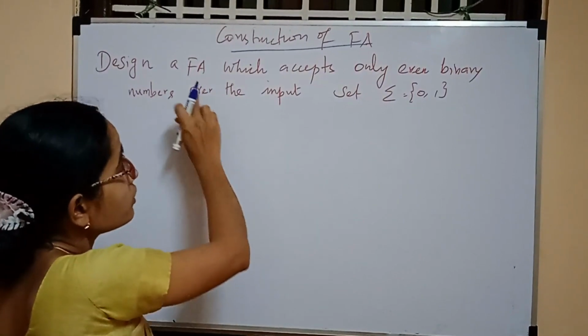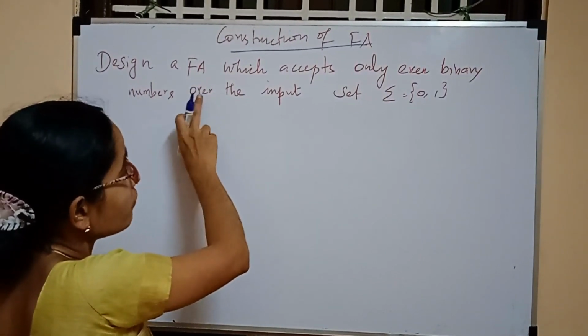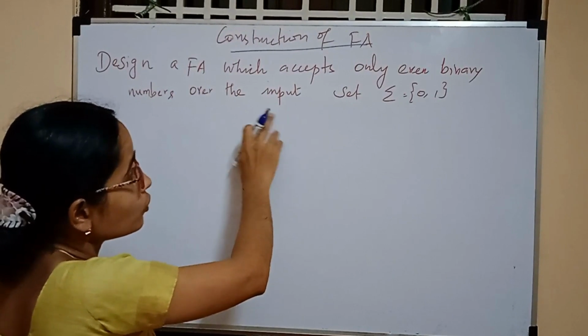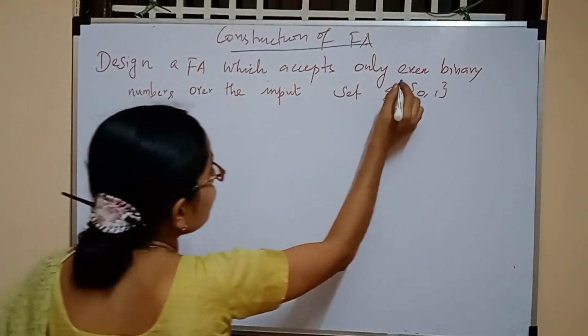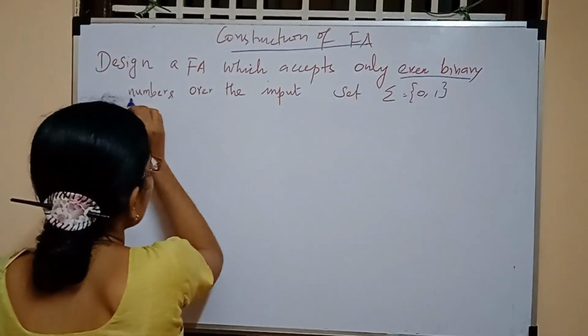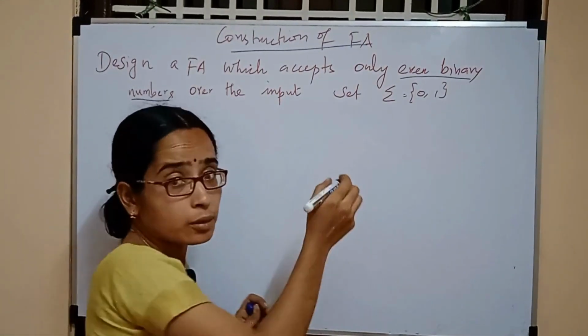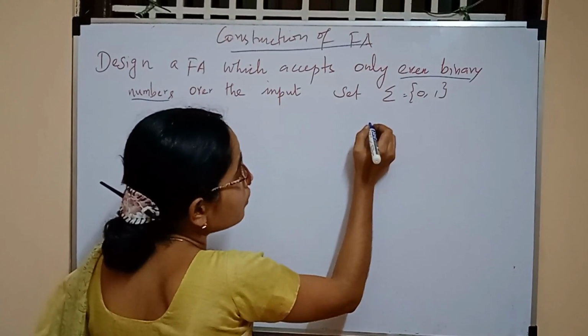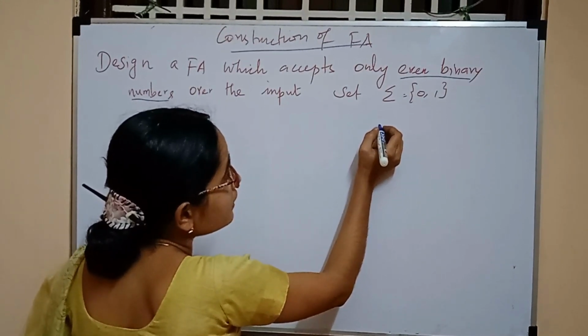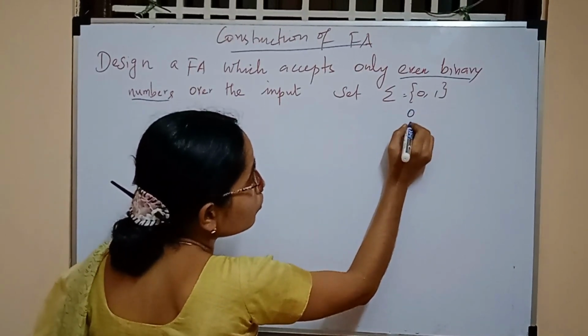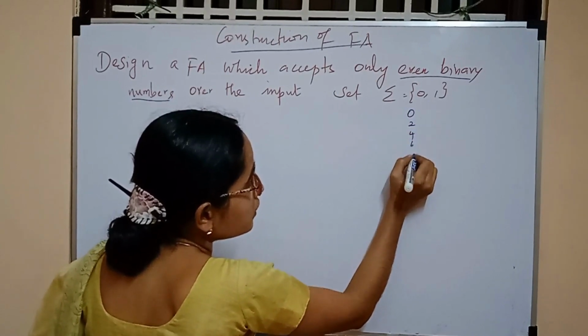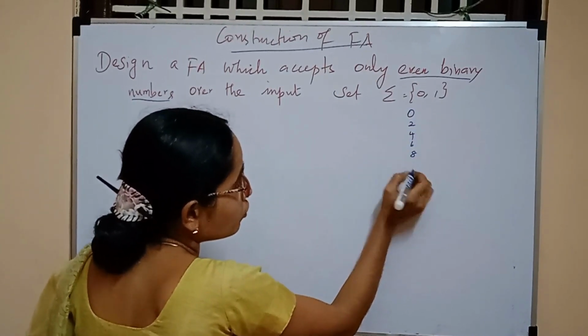So we have to design a finite automata. The finite automata should accept only the even binary numbers. Okay, so you should know what even binary numbers are. Even binary numbers in the sense, what are all the numbers called as even numbers. So we all know 0, 2, 4, 6, 8, it goes on, right?